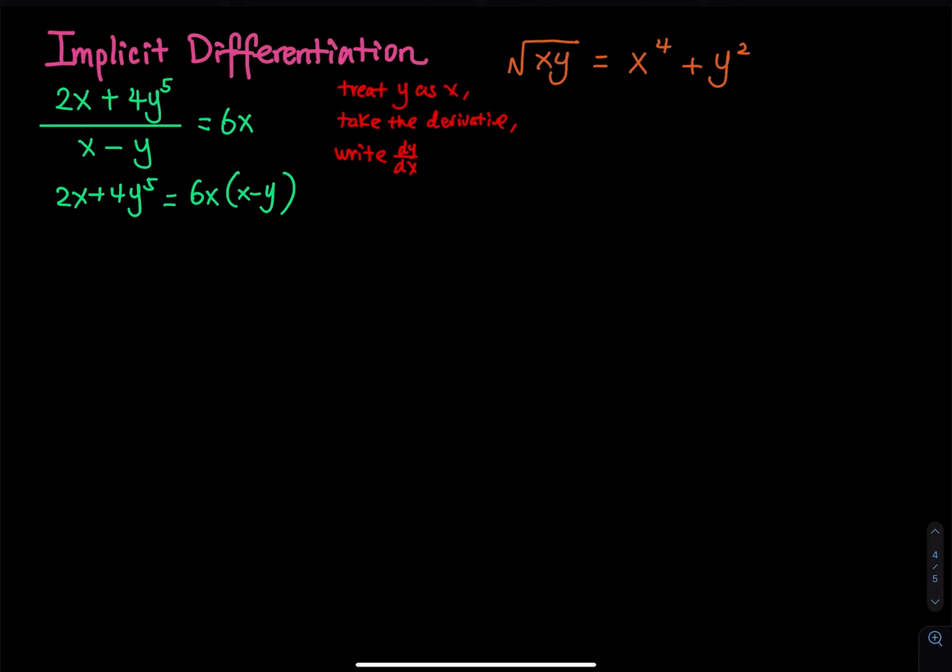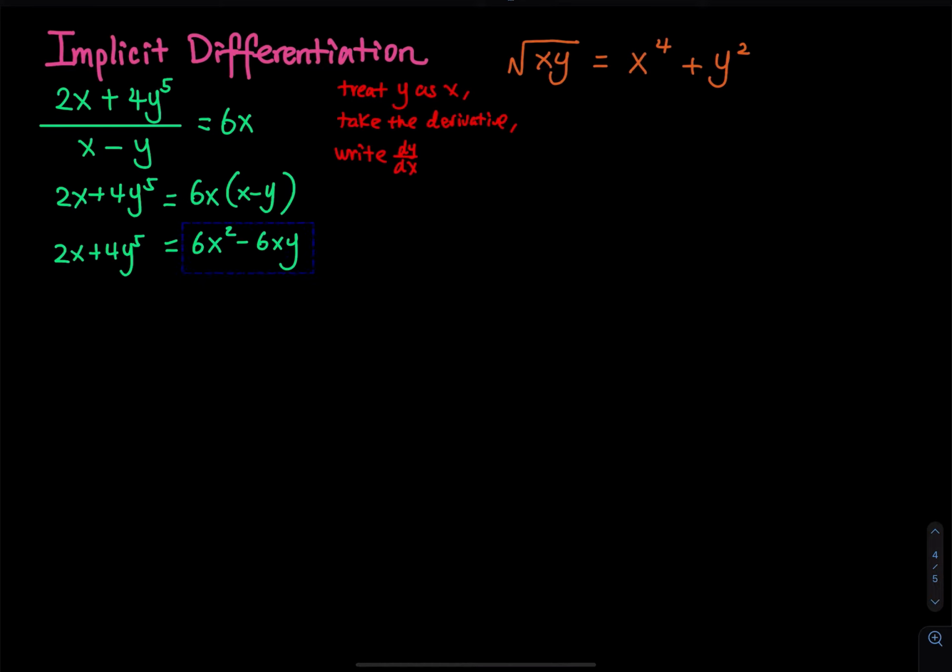Actually, I should not say you avoid the product rule, because after you distribute, you have 6x squared minus 6xy. So there is a product rule on the 6xy. But you might have less work to do if you just do the 6xy instead of doing the 6x times (x minus y). You have to do a product rule anyway, but the job may be smaller. And then on the left hand side, let's just write 2x plus 4y to the fifth. Now we are ready to take the derivative on both sides.